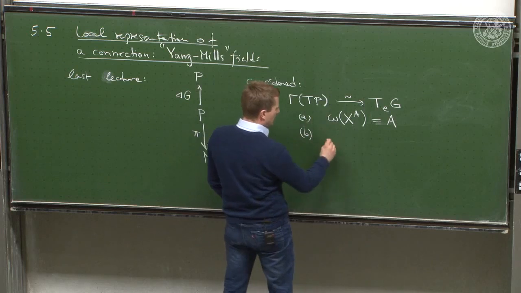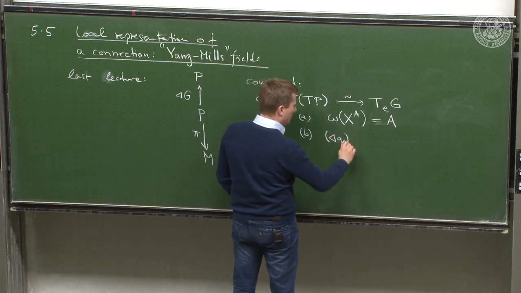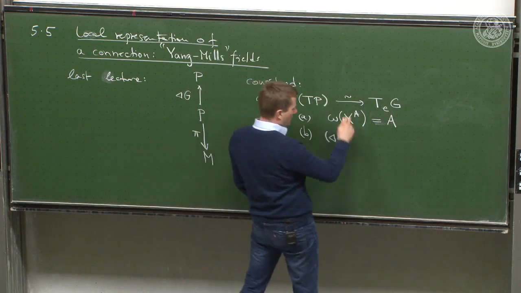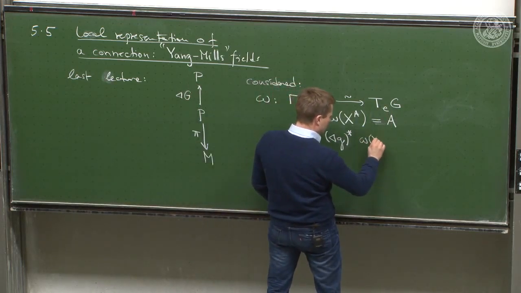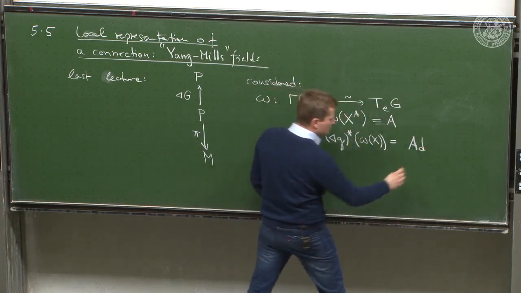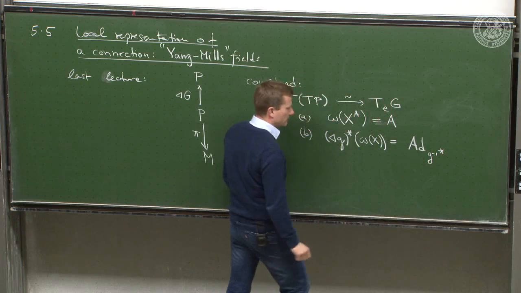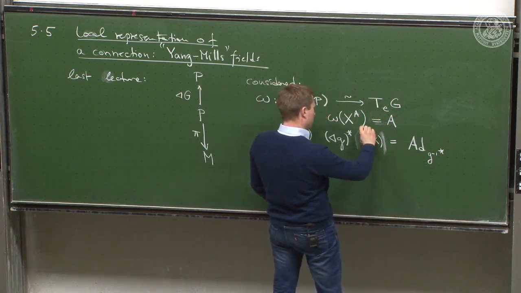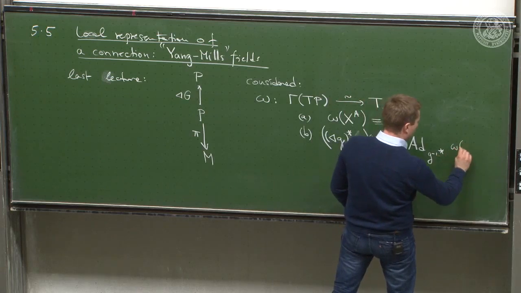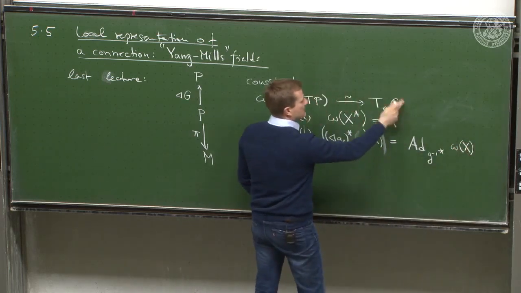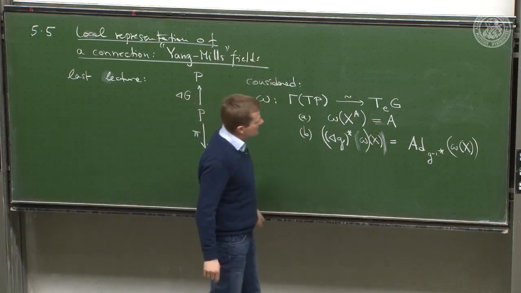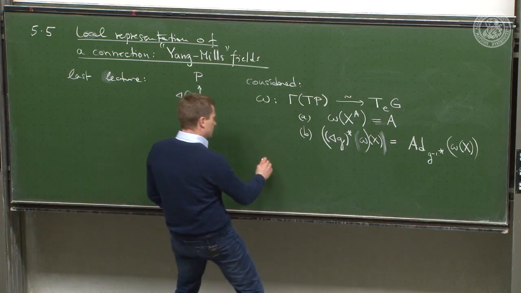And B, if you consider the pullback under the right action of an element g of the group G, then on this form, once you plug in an X, this equals Ad g inverse, push forward. I'm sorry, these brackets are wrong. So you pull back the form and then you apply it to an X. And this is the Ad g inverse push forward of omega. You first apply omega to X, so the result is a Lie algebra element. And on that, of course, the push forward of the adjoint map Ad g inverse can act. So this was a connection one form.